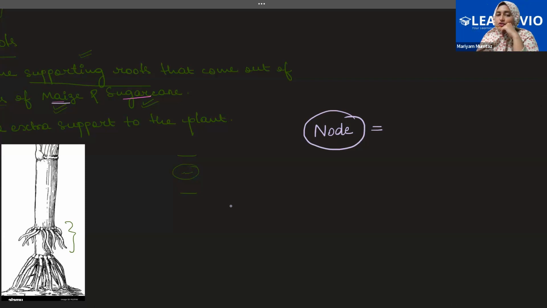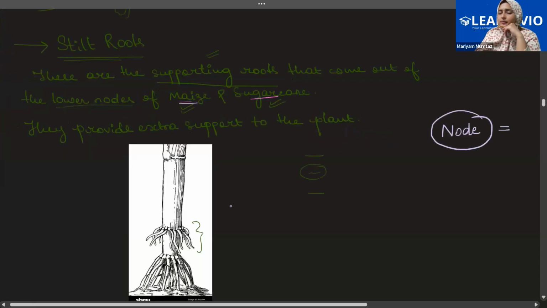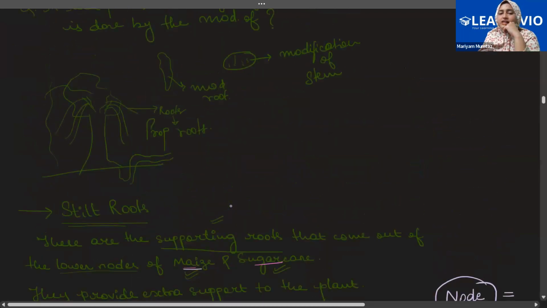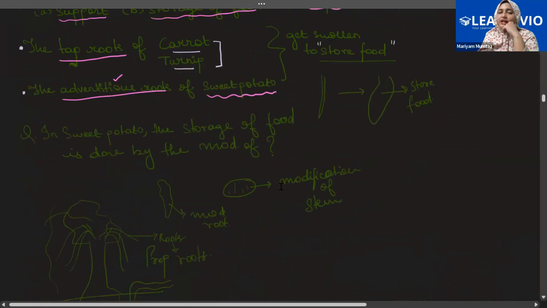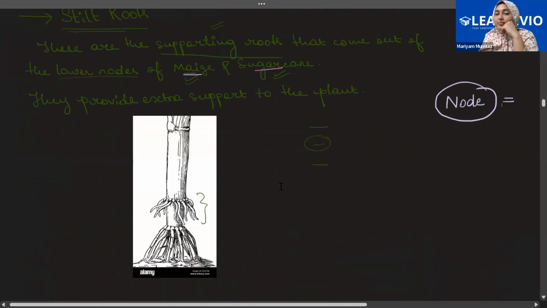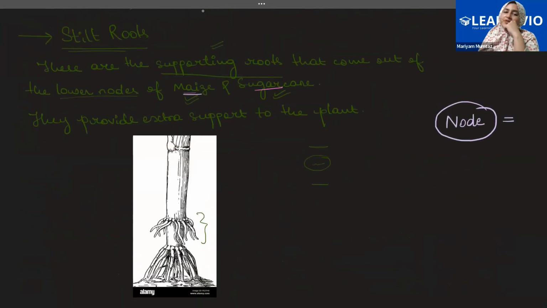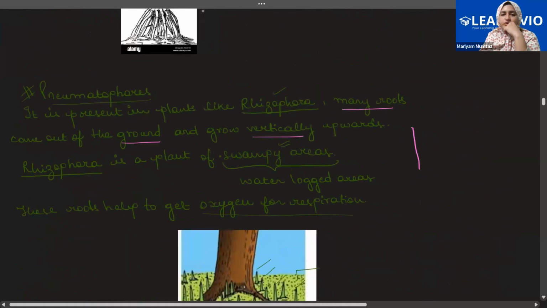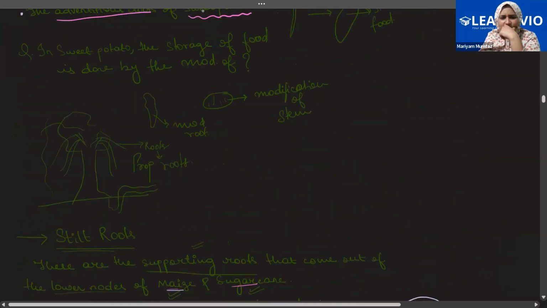Got it? So these stilt roots come out of the lower nodes. And in which plant? You have to remember which plant we are talking about. For every example you see here, for example sweet potato, carrot, turnip, you have to remember the names. So in the case of maize and sugarcane, the stilt roots are present so that they can provide support to the plant. Then we have pneumatophores. Here I think I've drawn something.